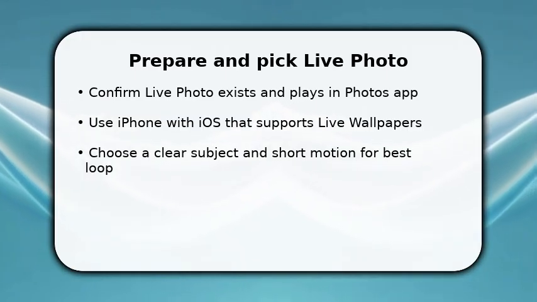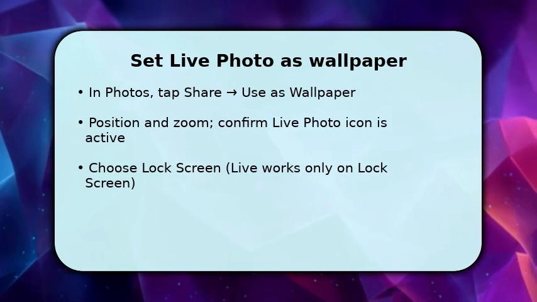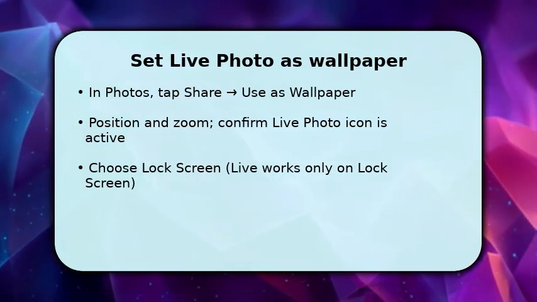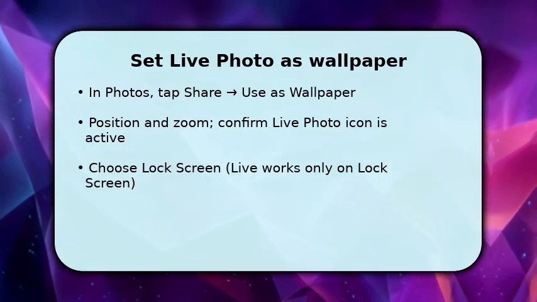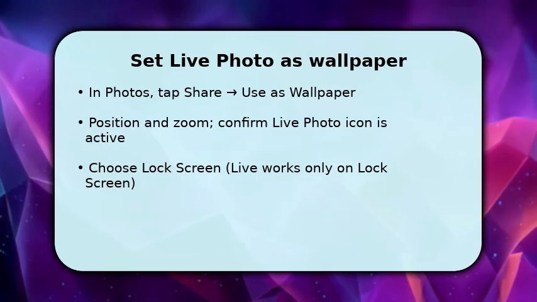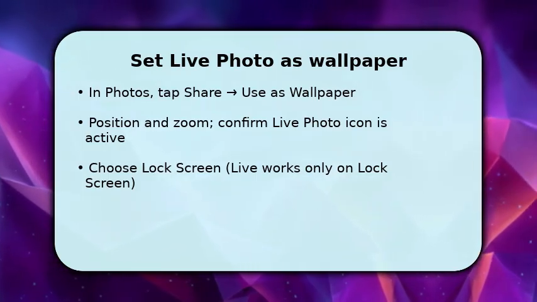Tap Share and select Use as Wallpaper. You'll see the live photo preview. Position and pinch to adjust framing. This controls what shows when the phone is locked. Make sure the live photo icon is highlighted so the motion will play. If it's dim, tap it to enable live.